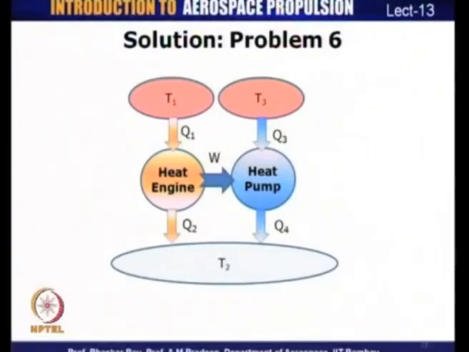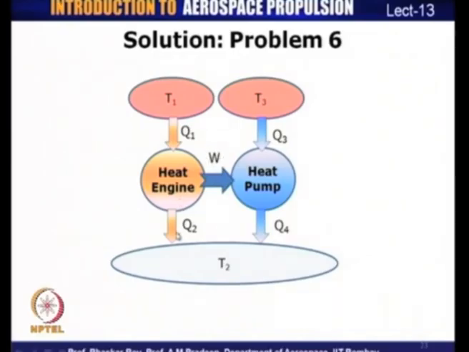So, we will first illustrate this problem in terms of a sketch, and we will find out what are the different heat rejection and heat input rates to these two different components, and then we shall try and solve this problem based on this illustration. What I have shown here is a combination of a heat engine and a heat pump. So, we have a heat engine here and then a heat pump.